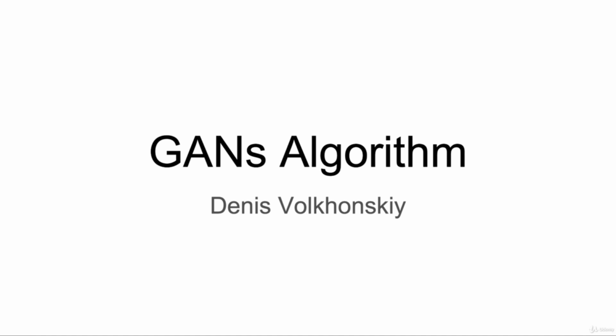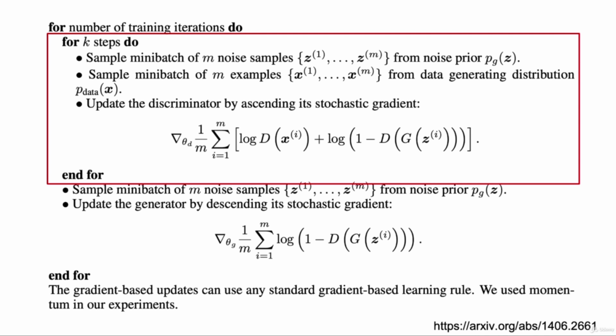In this video, we will study the algorithm of training generative adversarial networks. The training of GANs is divided into two parts, updating of the discriminator and updating of the generator. For each iteration of our training, we update the discriminator k times and update the generator 1 time. This rule was proposed in the original GANs paper. However, now things have changed and people usually do it in another way, which I will show you in the next videos. However, now let us study the original algorithm.